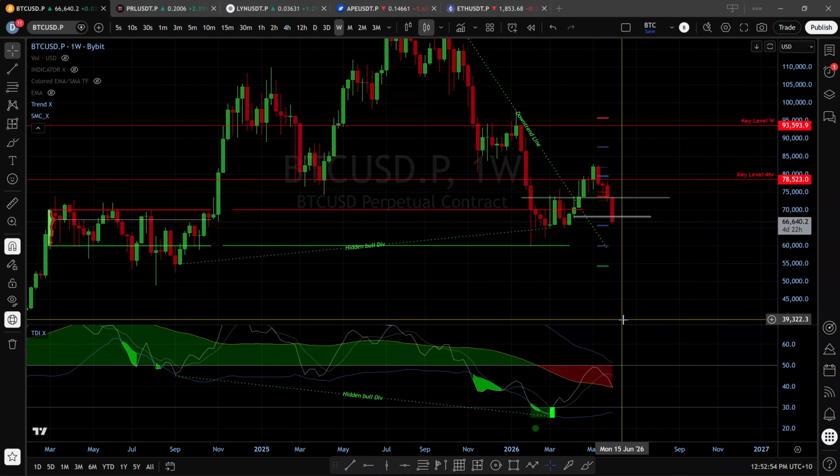Because even though the price is starting to reach these lows, it's putting in another bull div, a reversal bull div on a weekly time frame, depending on if it can invalidate it or not. Because look at how high that RSI is.